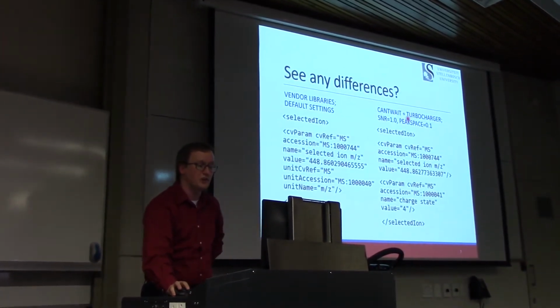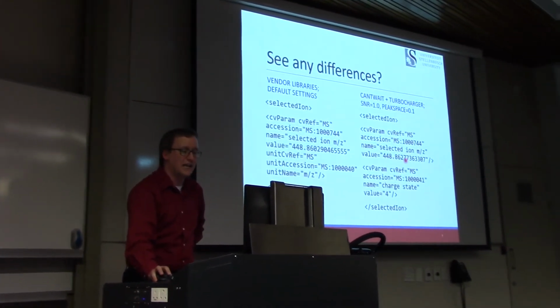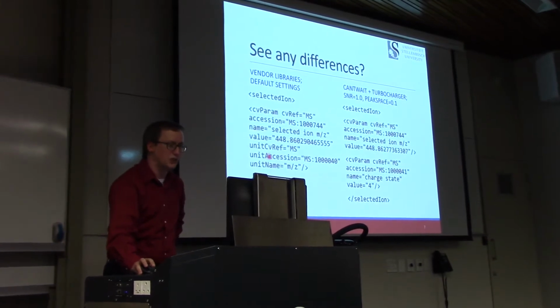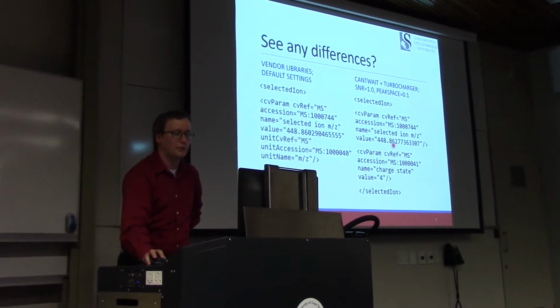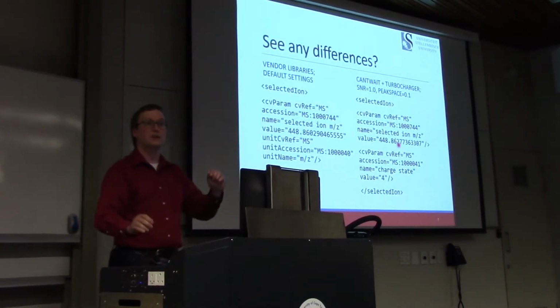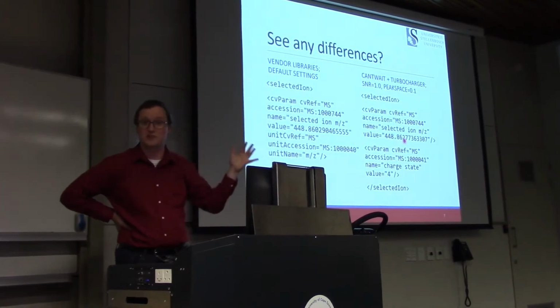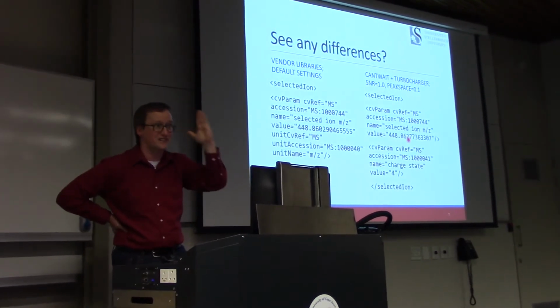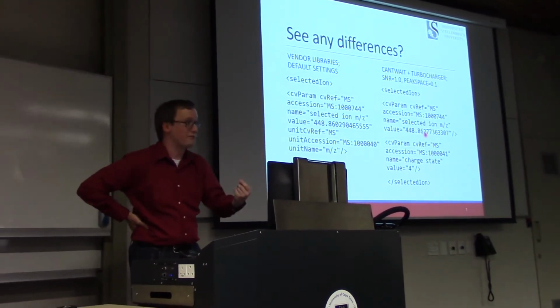When I run Turbocharger and CantWait on the software instead, I see that the ion M over Z has changed. It's no longer 448.8602. It's now 448.8627. So this is the first thing you've got to think: the way that you choose what peaks represent your spectrum is going to cause variance in the recorded M over Z values for your observed peptides.